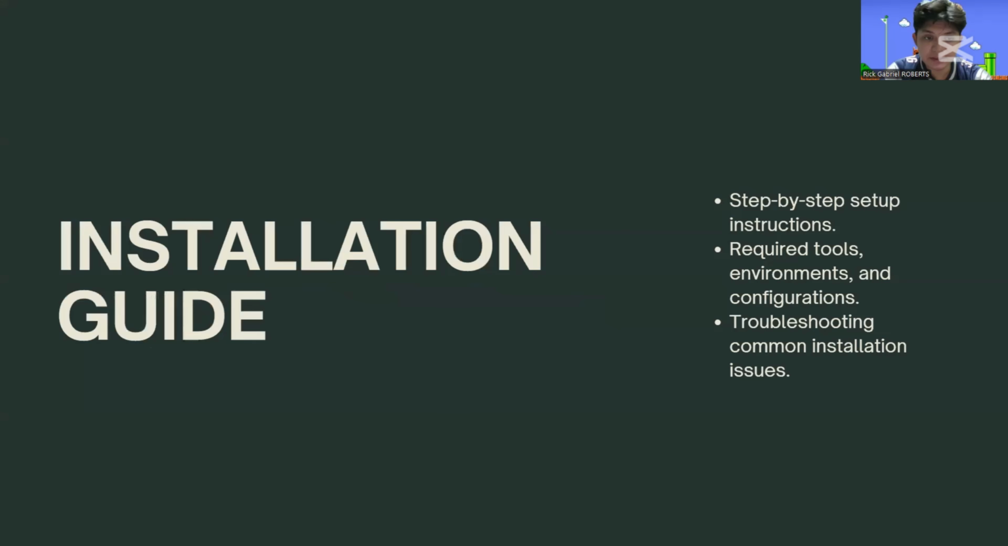Also have the installation guide. This section provides step-by-step instructions to help developers set up the SDK correctly. It covers the setup process, a detailed guide on downloading, installing, and configuring the SDK. Also have required tools and environment. It is a list of necessary software such as compilers, IDEs, or additional libraries. Now we have troubleshooting installation issues. It offers solutions for common problems such as missing dependencies or incorrect configurations.